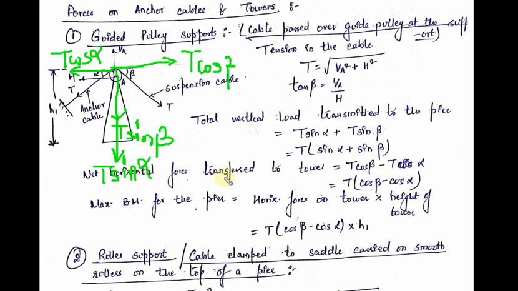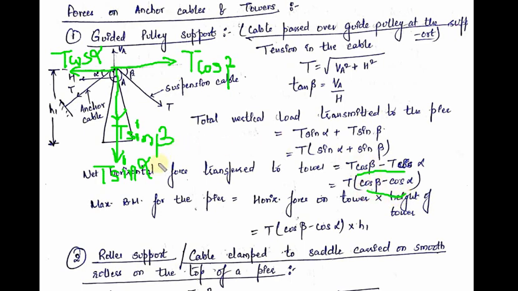Now the net horizontal force transferred to the tower: if you see this diagram, there are two horizontal forces which are transmitted to the tower. One is in the right direction and one is in the left direction. So I'm going to take the rightward force as positive and the leftward force as negative. The total horizontal force transferred to the tower will be the addition of all the forces with sign. So right force positive, left force negative: T cos beta minus T cos alpha. If I take capital T common, I will get T times (cos beta minus cos alpha).